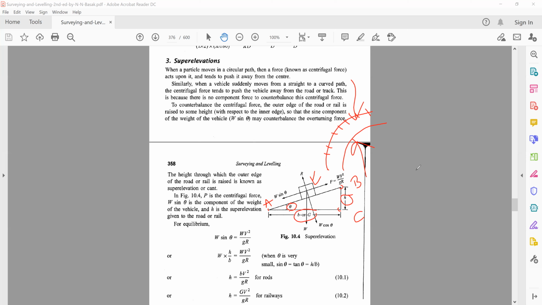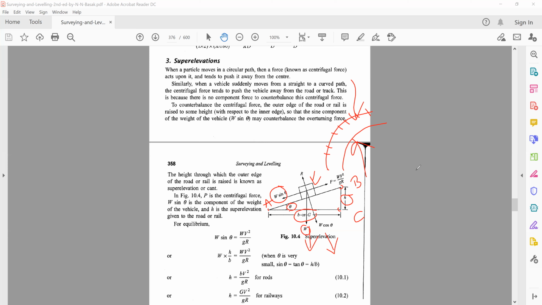Now, the vehicle or any object which is traveling on this road or railway track has a weight W, which is acting over here in the downward direction. But since it is on an inclined surface, we can convert this weight into two components. One component would be W cos theta, along this axis, and the other one would be W sin theta, parallel to the inclination of the road.